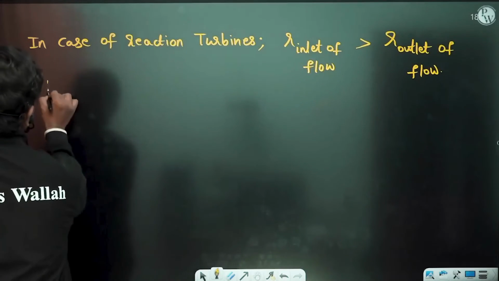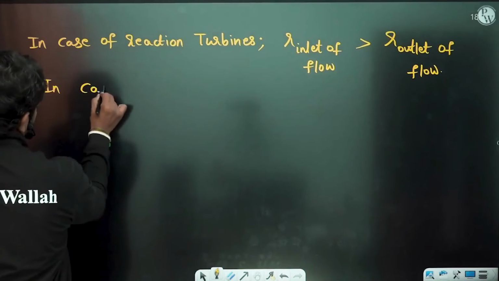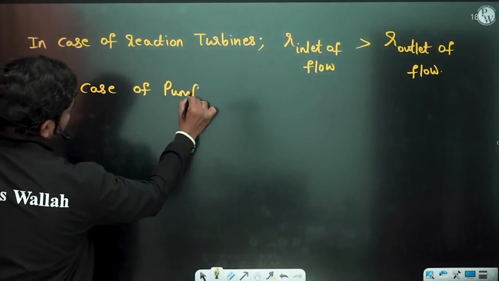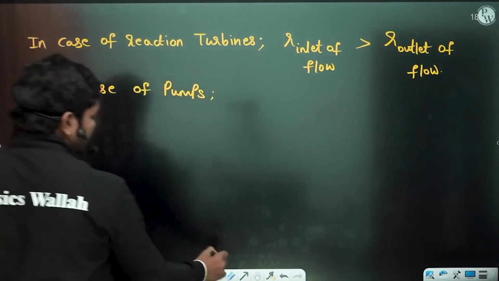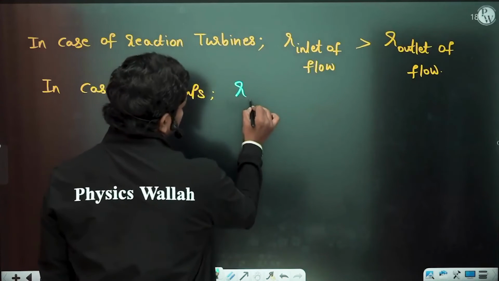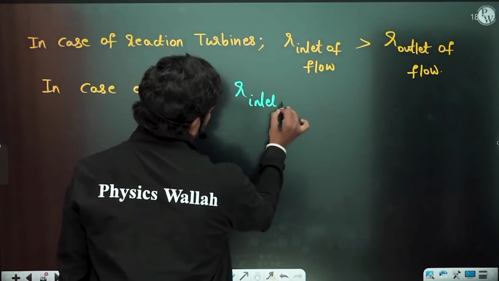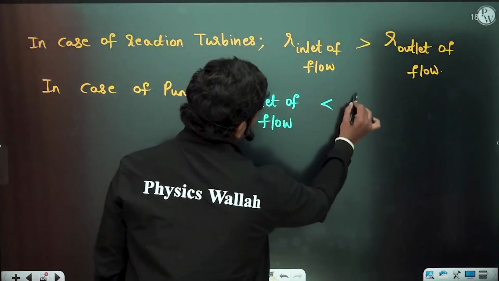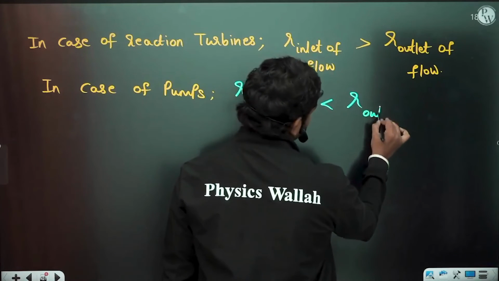Similarly, in case of pumps, if you see, radius at inlet of flow is generally less than radius at outlet of flow.